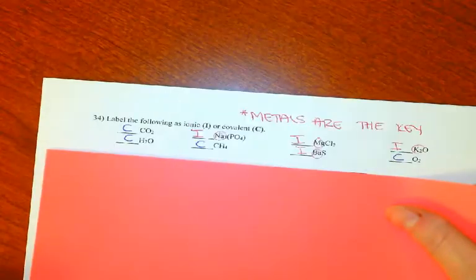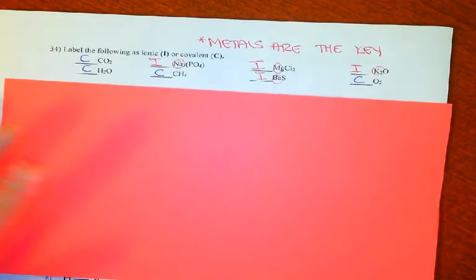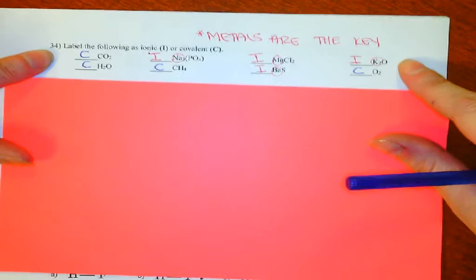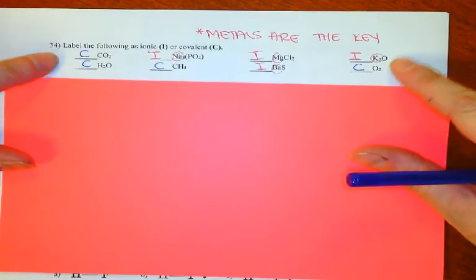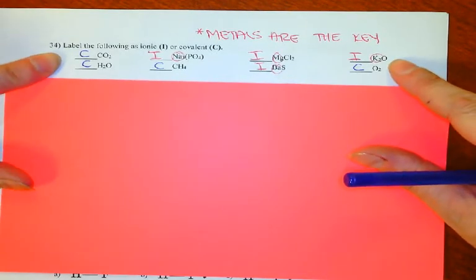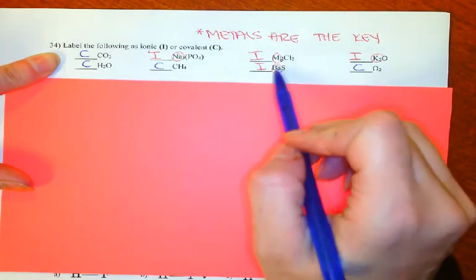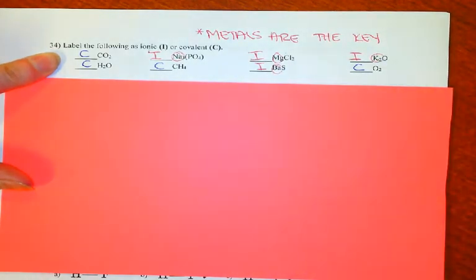All right, we're halfway done. We're getting there. Okay, I did give you all the answers to check here, because if you cannot identify if they're covalent or ionic, there's no way you can name them all correctly. Okay, so metals are the key. I circled all my metals, and that's how I knew that those 4 were ionic and the other 4 weren't.